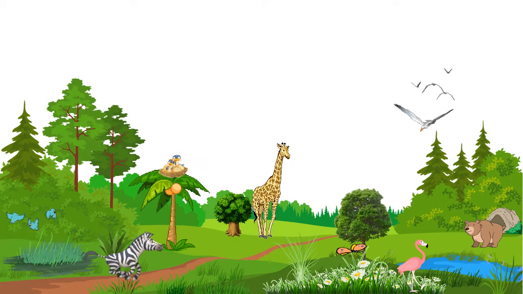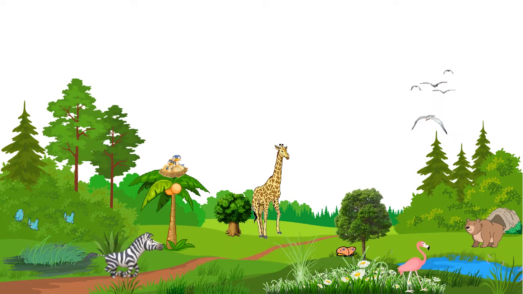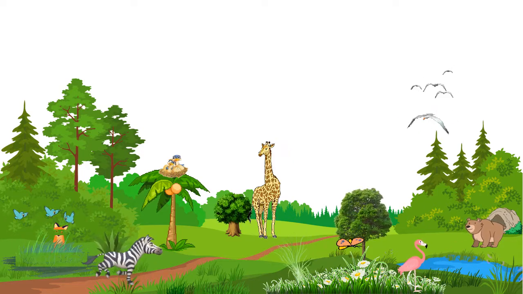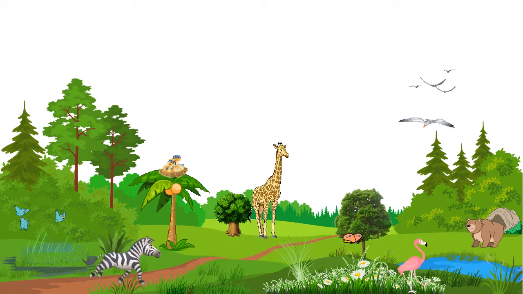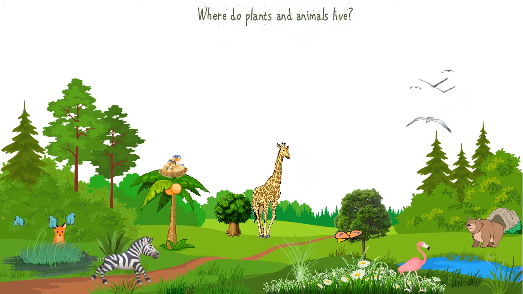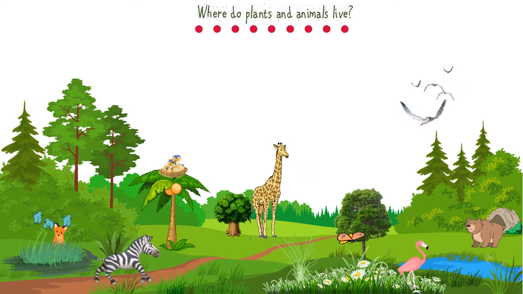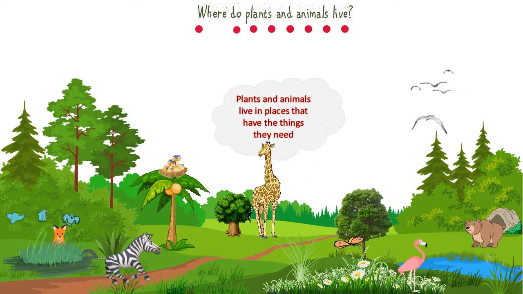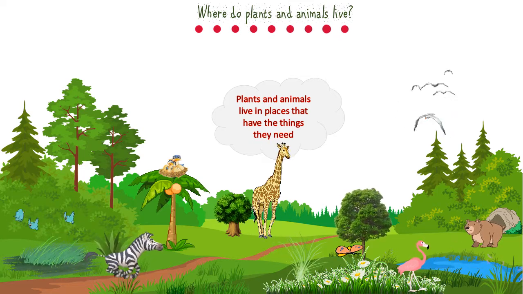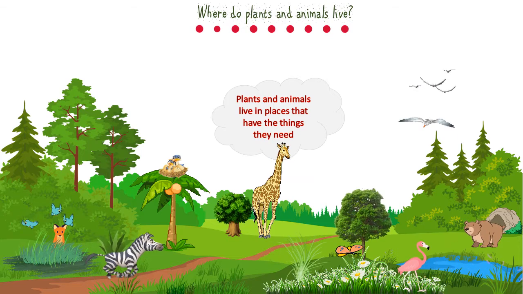Have you ever wondered before, where do plants and animals live? We have so many kinds of plants and animals in this world. And these plants and animals can't survive in the same places. Plants and animals live in places that have the things they need.